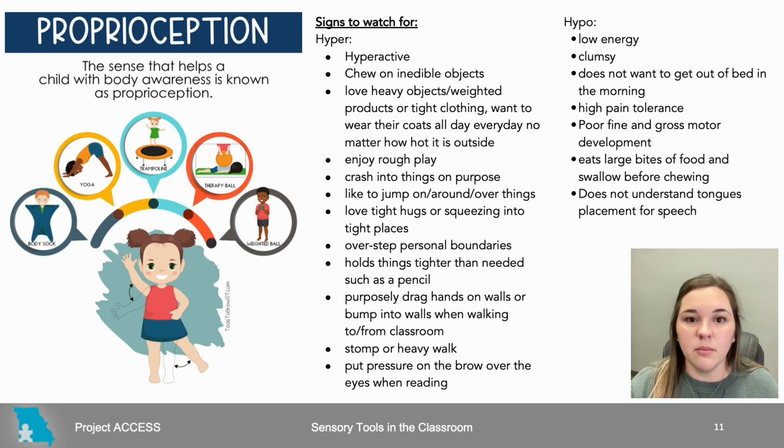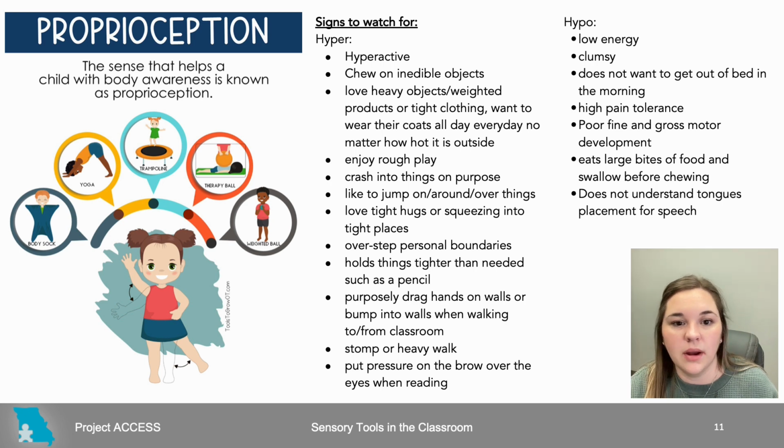reading. Some hypo things that you might see is they may have low energy, be clumsy, not want to get out of bed, have a high pain tolerance, eat large bites of food and not chew before swallowing, and not understand tongue placements for speech, some of those things. So next we're going to talk about some activities we can do to help those students.